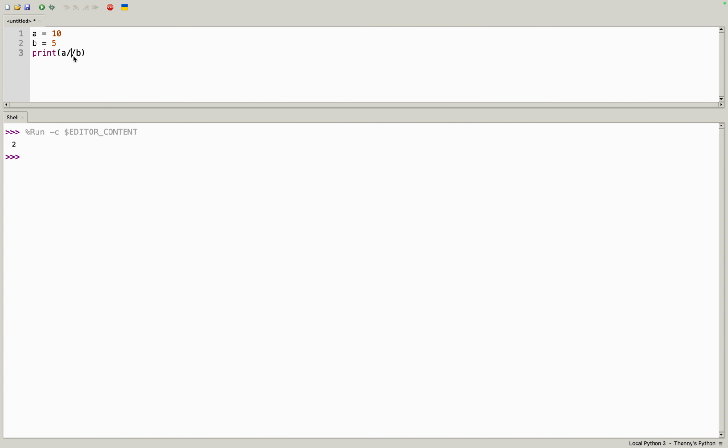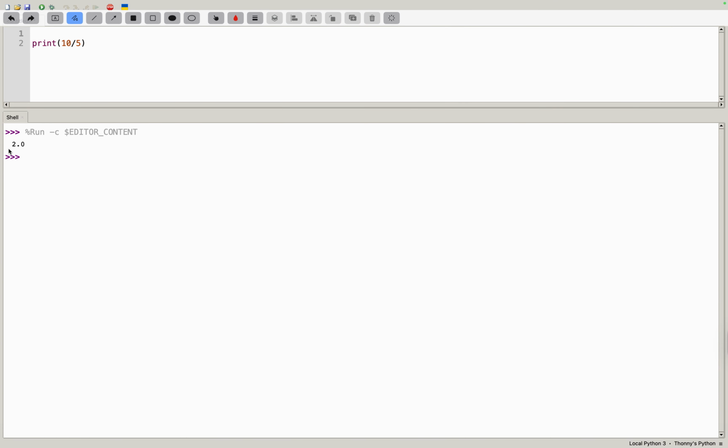Okay. Coming back to this. Sometimes you could do it directly here. You don't need that variable there. We can even do this, right? Like this. You don't need that. Here we go. Same thing. See here? No difference. 2.0. This is okay.